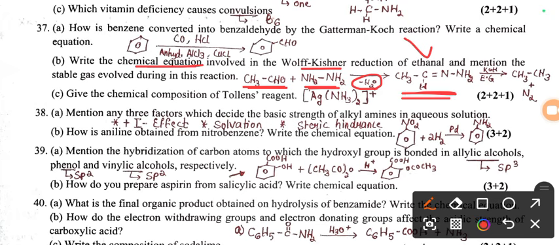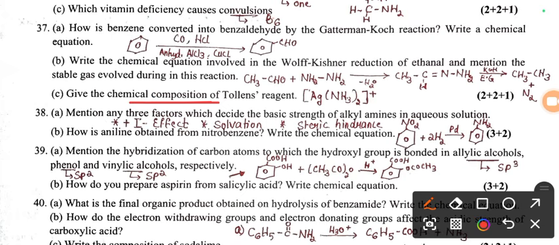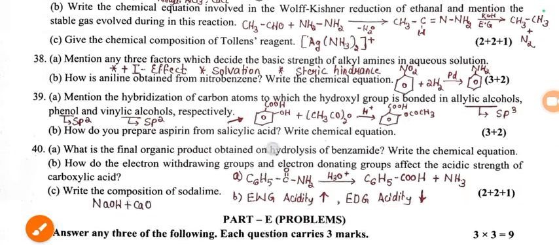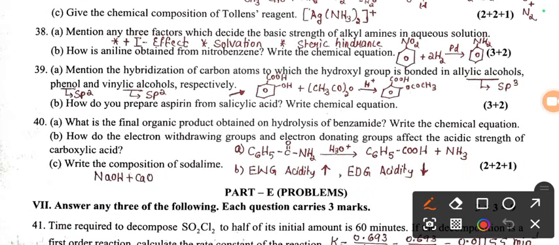Then on reacting with KOH and ethylene glycol, it gives the hydrocarbon ethane, with the release of nitrogen gas. Next question: the chemical composition of Tollens' reagent is ammoniacal silver nitrate. 38th question: Mention 3 factors which decide the basic strength of alkyl amine in aqueous solution. The 3 factors include positive inductive effect, solvation, and steric hindrance.